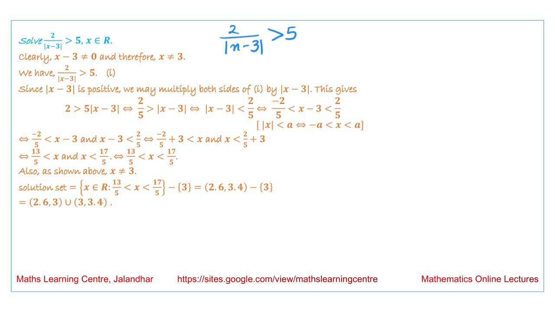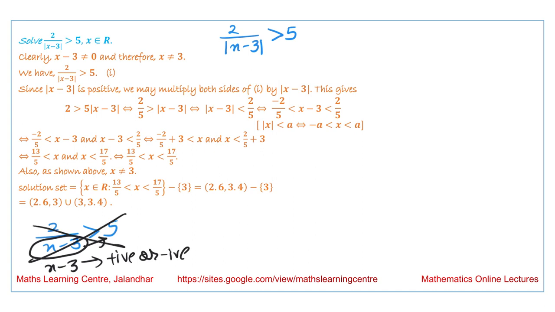When we were talking about 2 over x minus 3 is greater than 5, we were saying that we do not know the sign of this term. We do not know whether this is positive or negative. So we cannot cross multiply these terms.